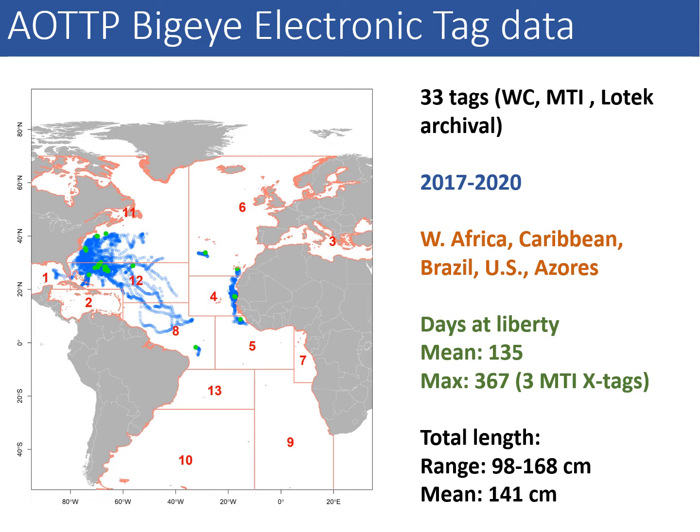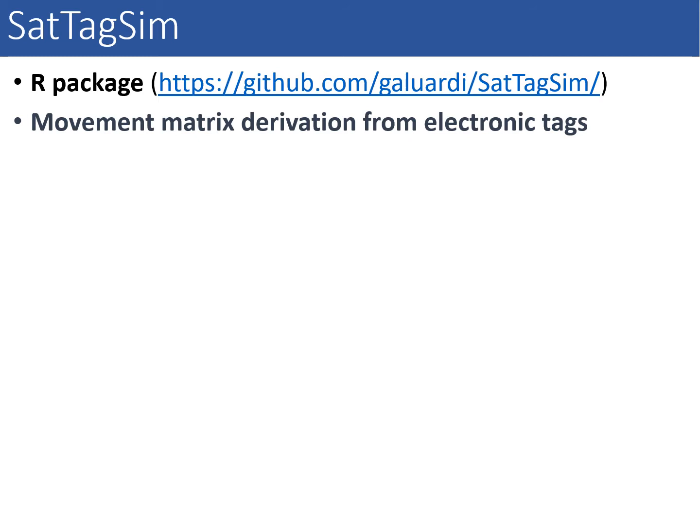These tracks were used to produce advection and diffusion parameters, which were then used in a simulation scheme to simulate thousands of additional tracks. And these tracks were then used to produce movement transition matrices of Bigeye tuna between the boxes that you see. How we actually did this was using an R package called SatTagSim, which I developed as part of my ongoing PhD work, which is designed to produce movement matrices from electronic tags.